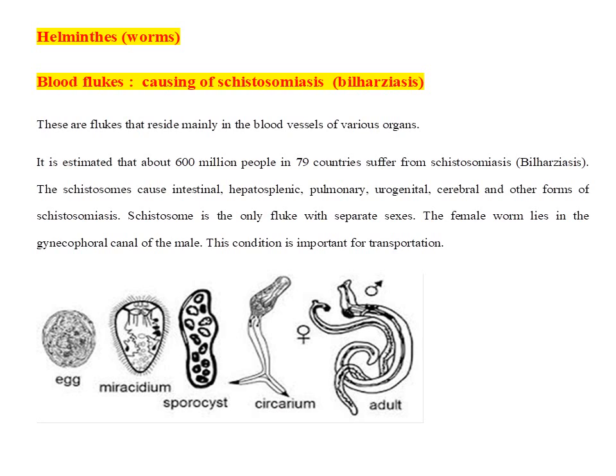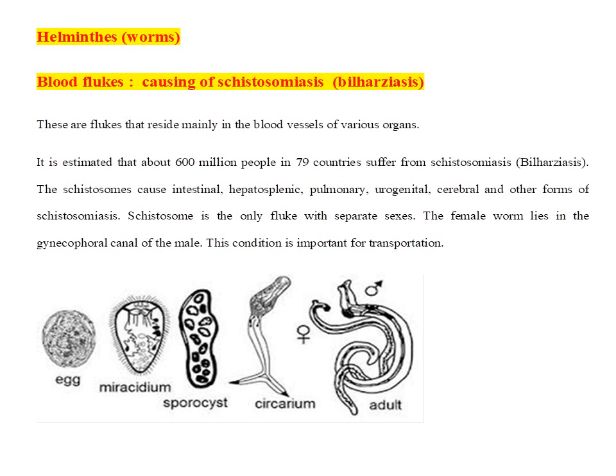It is estimated that about 600 million people in 79 countries of the world suffer from schistosomiasis. This parasite can cause intestinal, hepatic, pulmonary, urogenital, cerebral and other forms of schistosomiasis, according to the site affected or dwelled in. Schistosoma is the only fluke with separate sexes, as shown beneath in this figure.